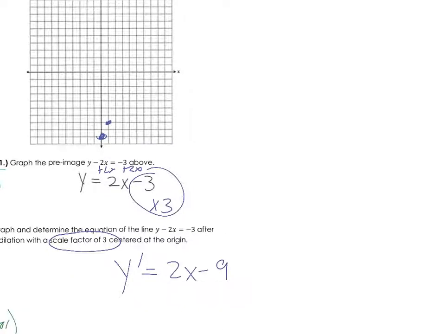Up 2 over 1 is my slope. Here's my new line. And I forgot to graph my old line, but 2x minus 3, the original line, was here. So as you can see, it's just been dilated down by a scale factor of 3.